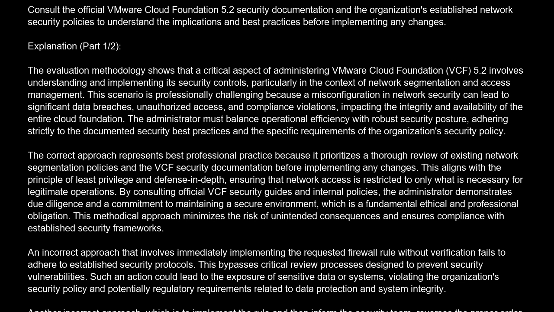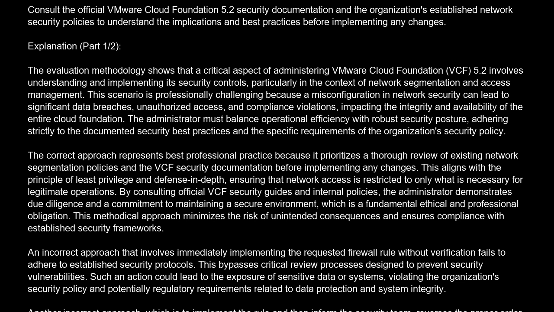The administrator must balance operational efficiency with robust security posture, adhering strictly to the documented security best practices and the specific requirements of the organization's security policy. The correct approach represents best professional practice because it prioritizes a thorough review of existing network segmentation policies and the VCF security documentation before implementing any changes.